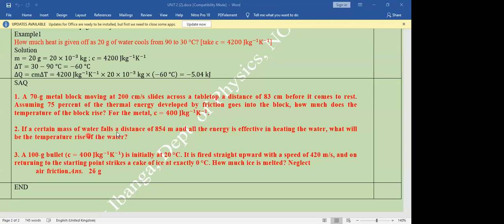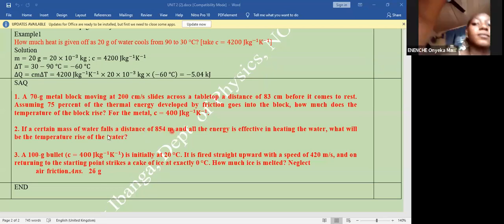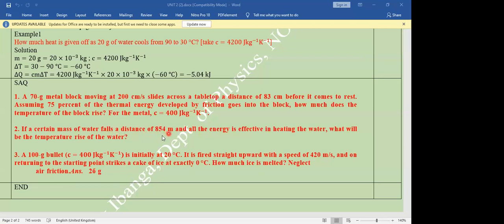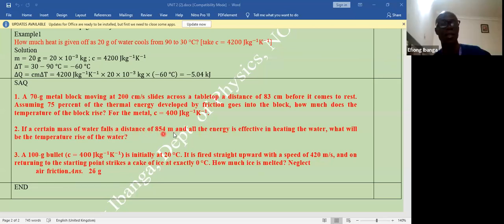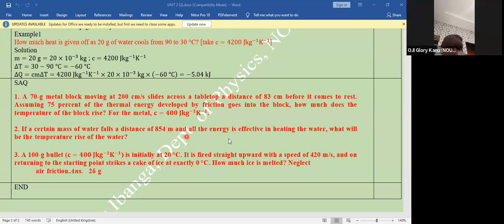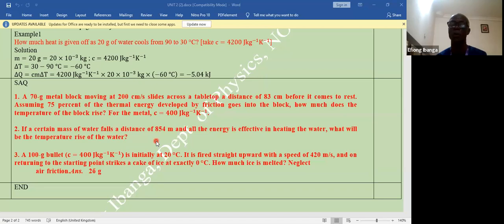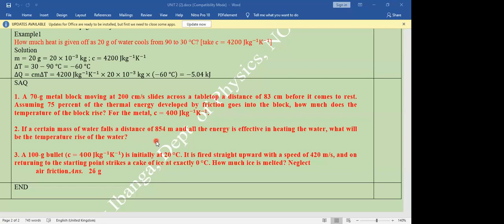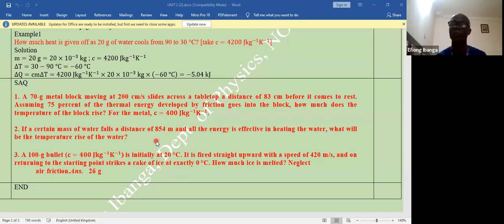And this one has to do with potential energy at the height of the water. If the water falls through the height, the potential energy is going to be converted to heat energy at the bottom. It's just like what happens at the waterfall. If you are equipped with a thermometer, take the temperature at the surface, at the height, and then go down to the bottom of the fall and take the temperature. You will notice that there is a slight difference.